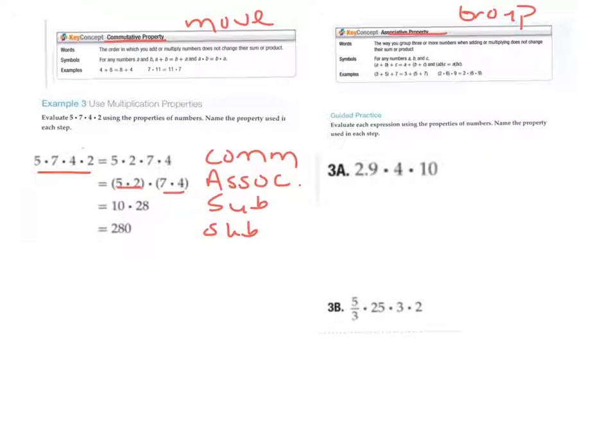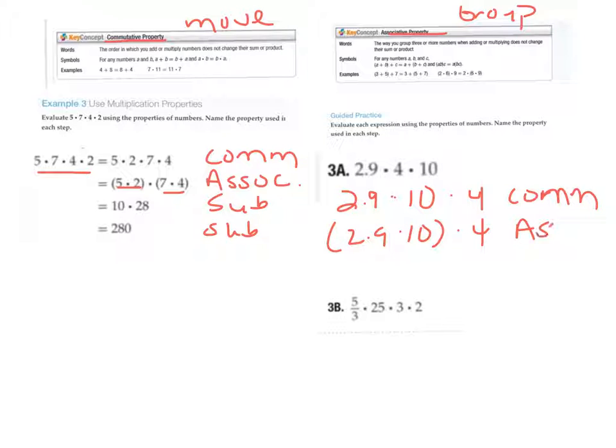So let's look at what's going on this other side. I want to be able to write this by changing the order. And sometimes changing the order helps us do the problem. Since we have a decimal number, anytime you multiply by 10, so I'm changing the order, that's the commutative. And I'm abbreviating these properties. Then I can group the 2.9 with the 10. The reason is because 10 times 2.9 is going to give us just 29. So that's the substitution property.